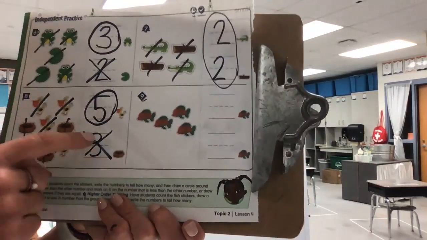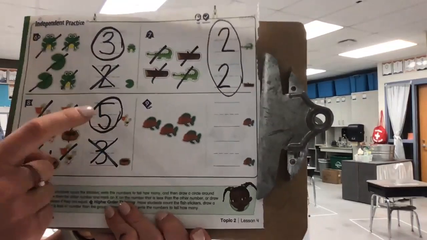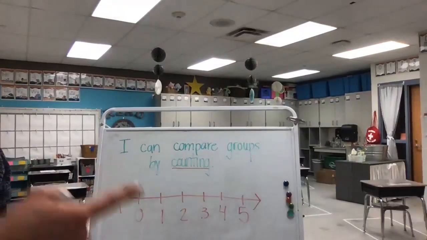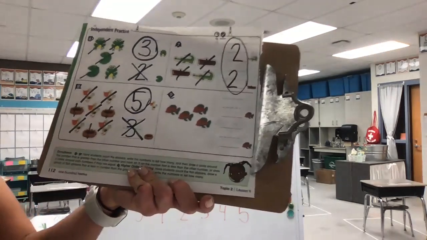Which means that 3 is less than 5. Let's say it. 3 is less than 5. And we see 3 is less than 5. It comes first. All right, let's go to the last one.